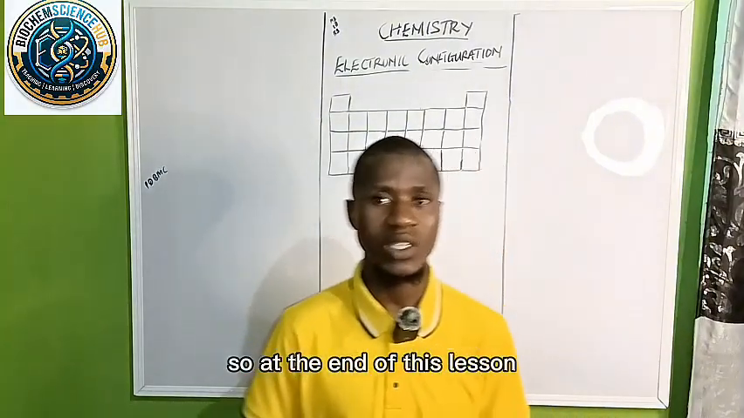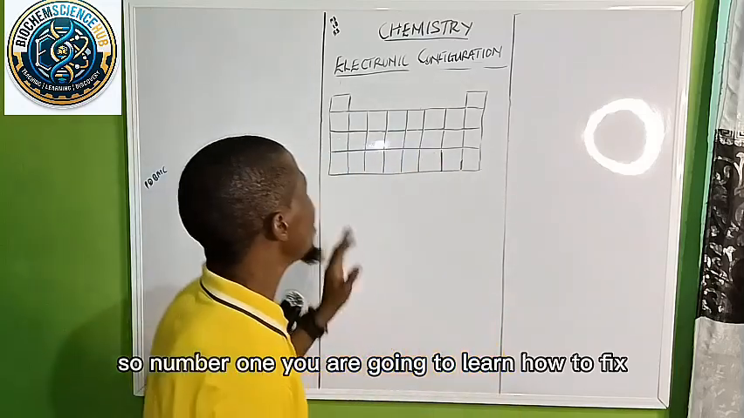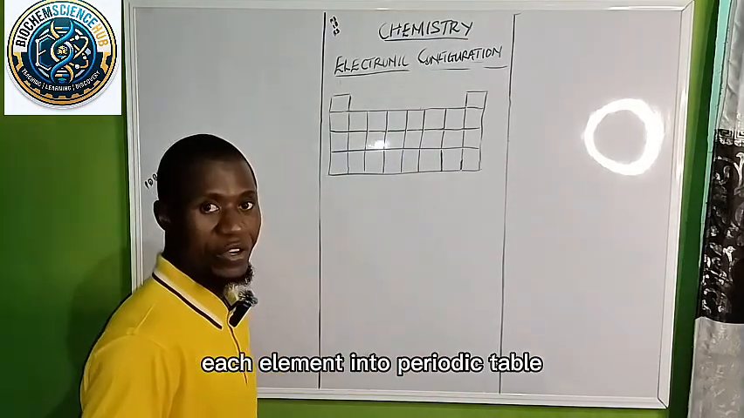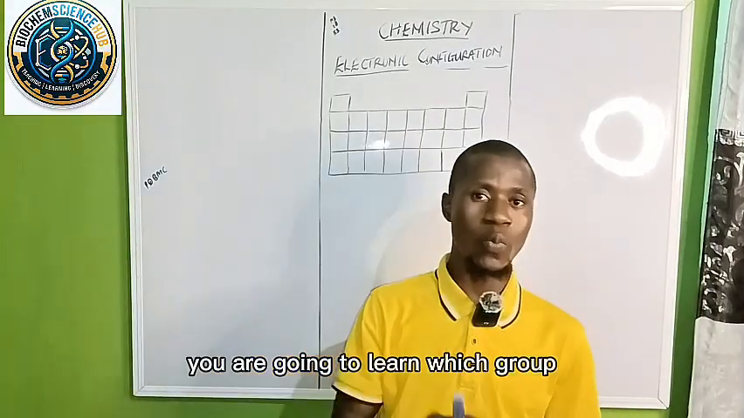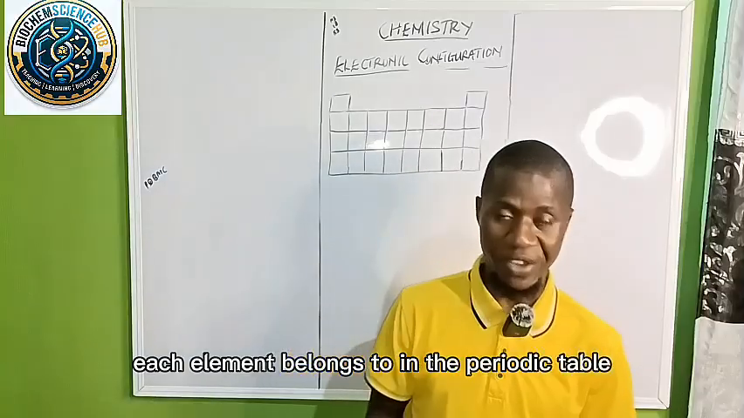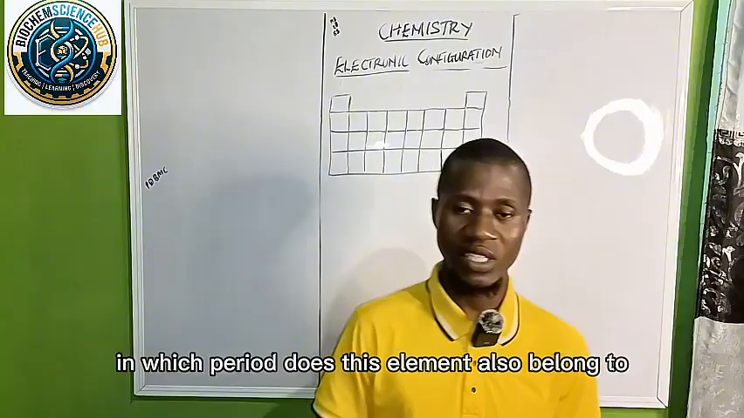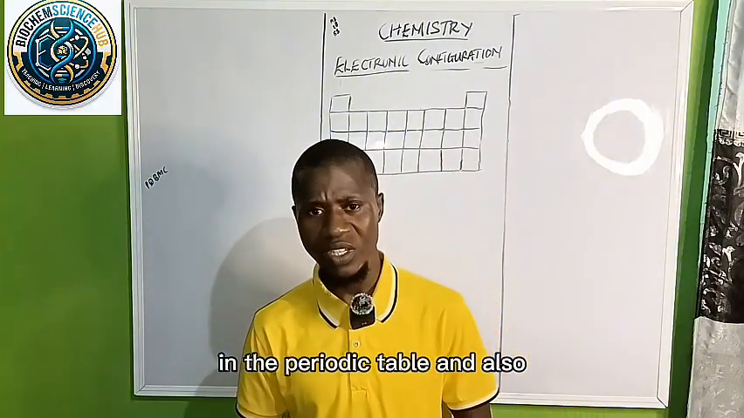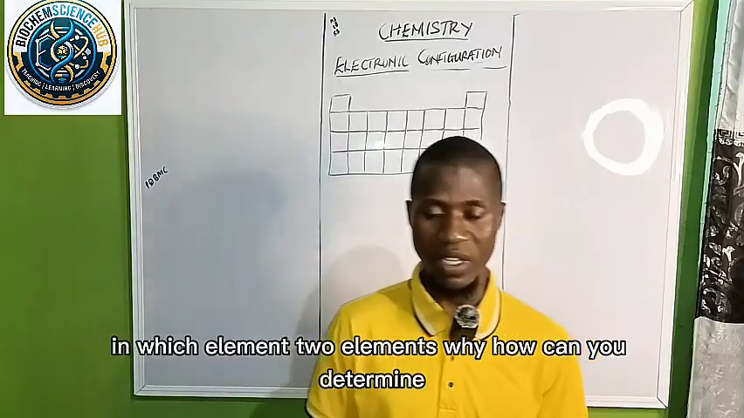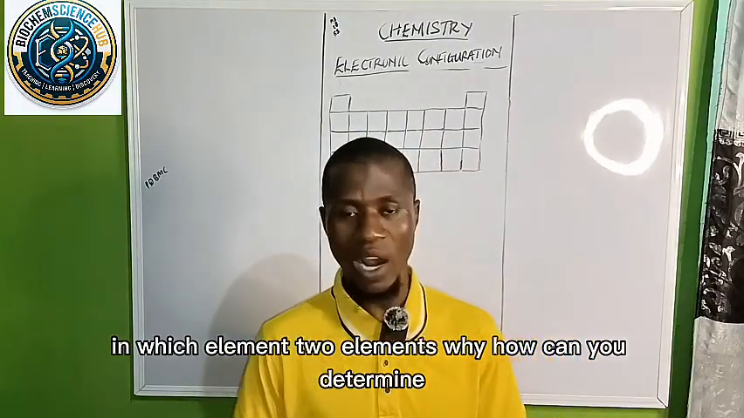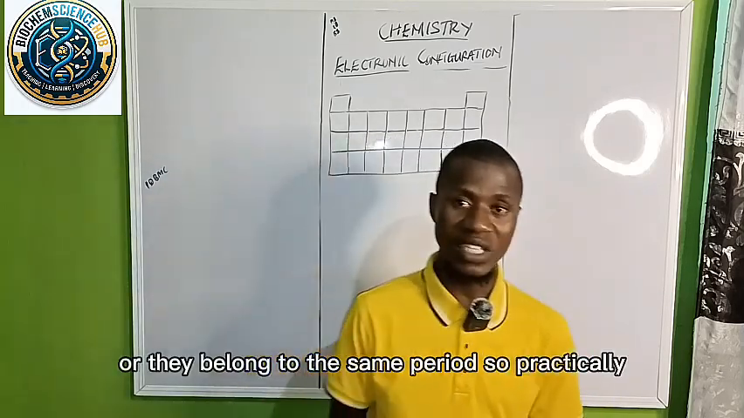So at the end of this lesson, what are the things that we are going to learn? Number one, you are going to learn how to fix each element into the periodic table. The second thing, you are going to learn which group each element belongs to in the periodic table. The third thing is which period each element belongs to. And the additional bonus is that you are going to learn how to determine that two, three or more elements belong to the same group or to the same period.